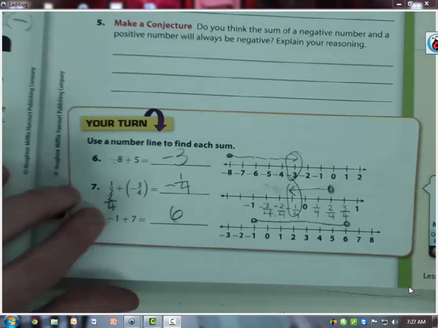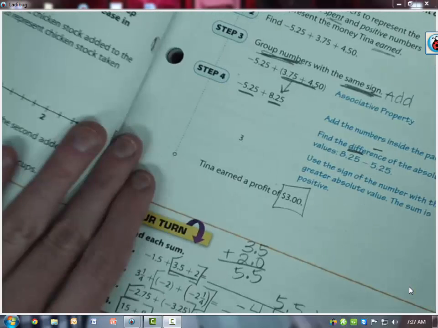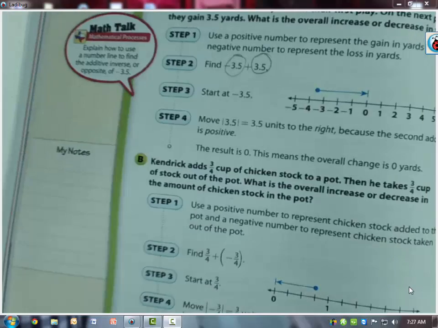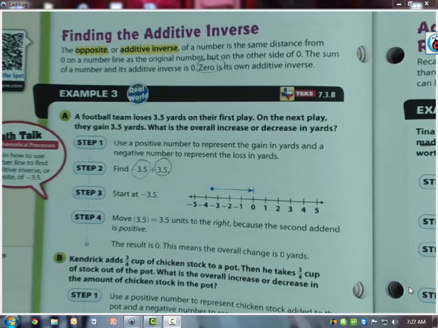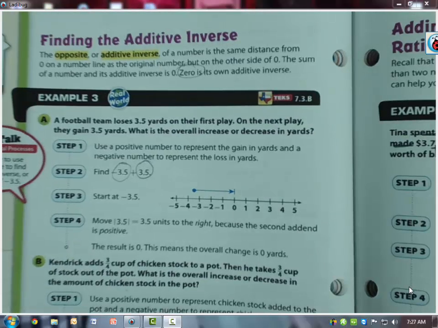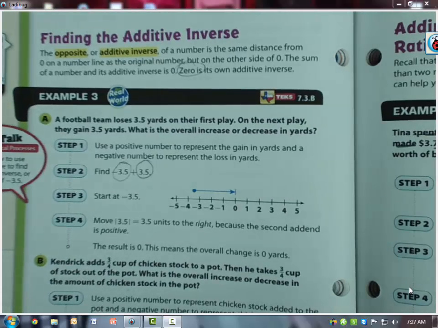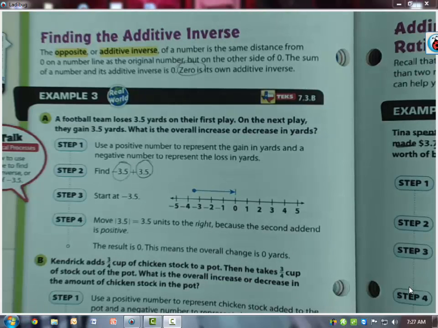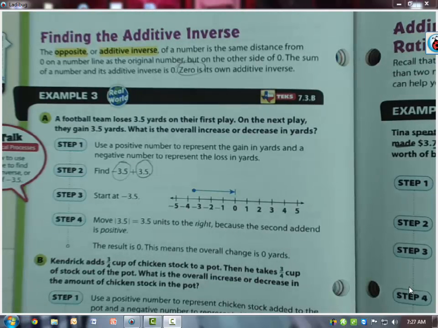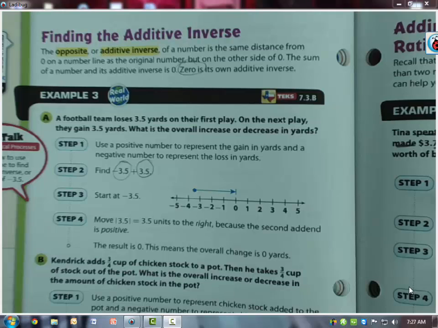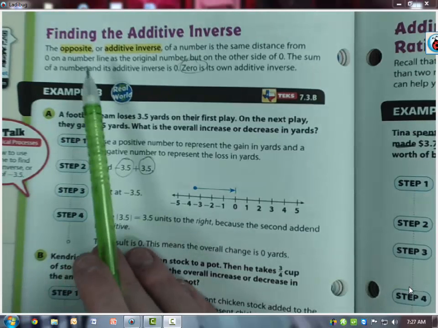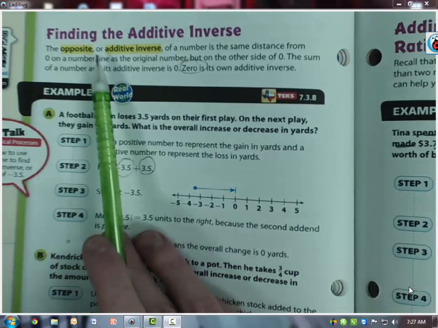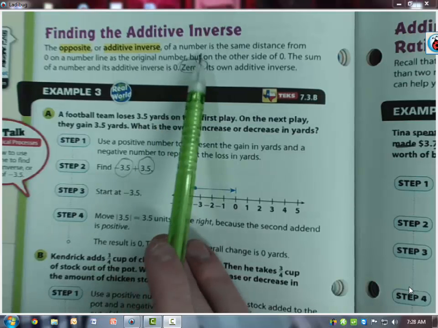It's talking about opposites. So, what is the opposite of 10? Good, negative 10. What's the opposite of 25? Negative 25. So, reading up here, we're just going to talk about a definition. The opposite, or additive inverse, of a number is the same distance from 0 on a number line as the original number, but on the other side of 0. The sum of a number and its additive inverse is 0. 0 is its own additive inverse.